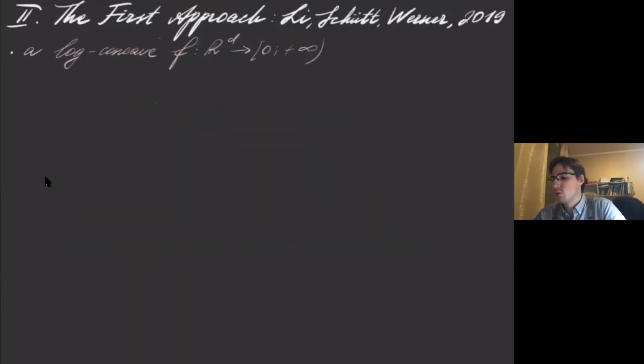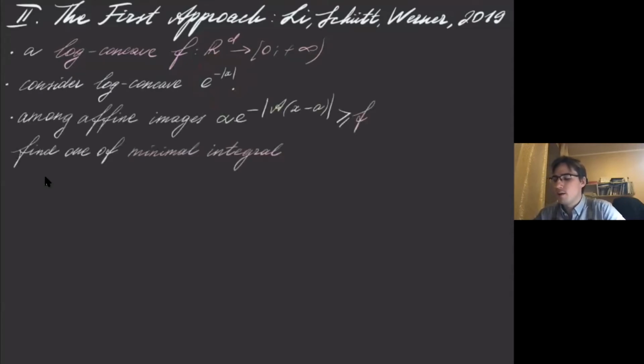The first attempt at this problem was done by Ben Li, Carsten Schütt, and Elisabeth Werner a year ago. And what they thought of was the following. You are given a log-concave function on R^d. So now let us consider the log-concave function of this form. And then among affine positions of this function, which are the functions of this form, here a is just a vector in R^d.